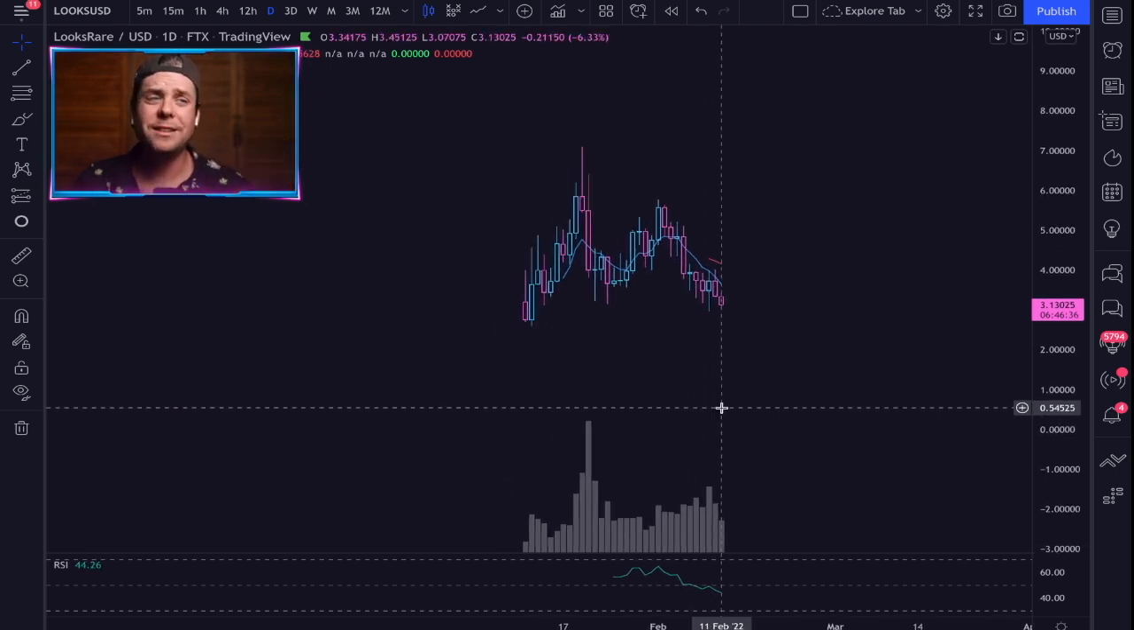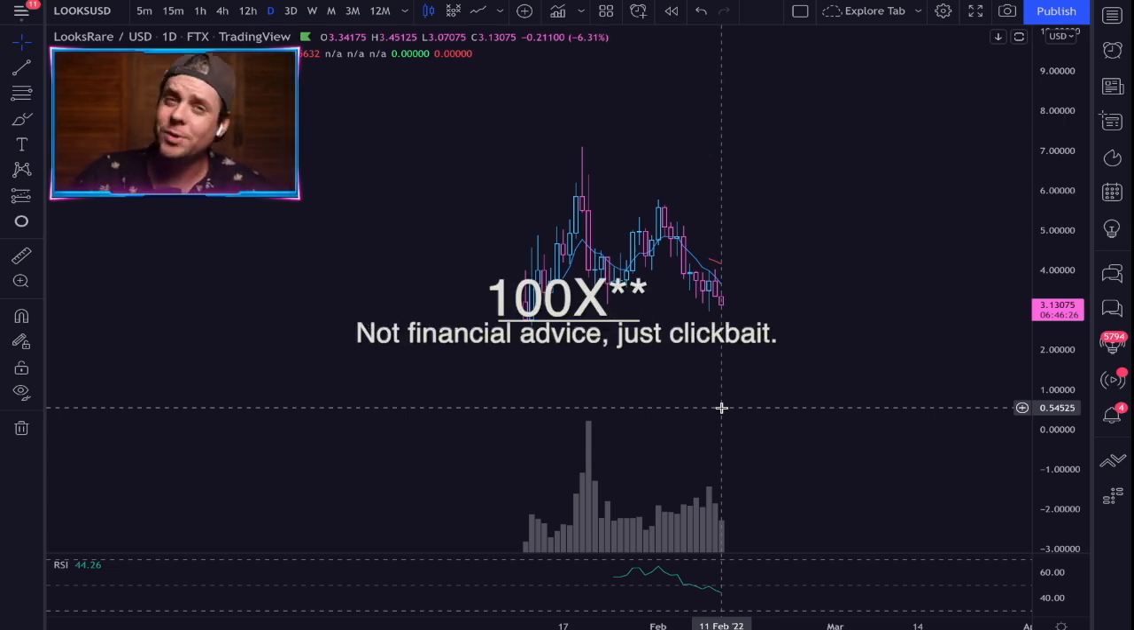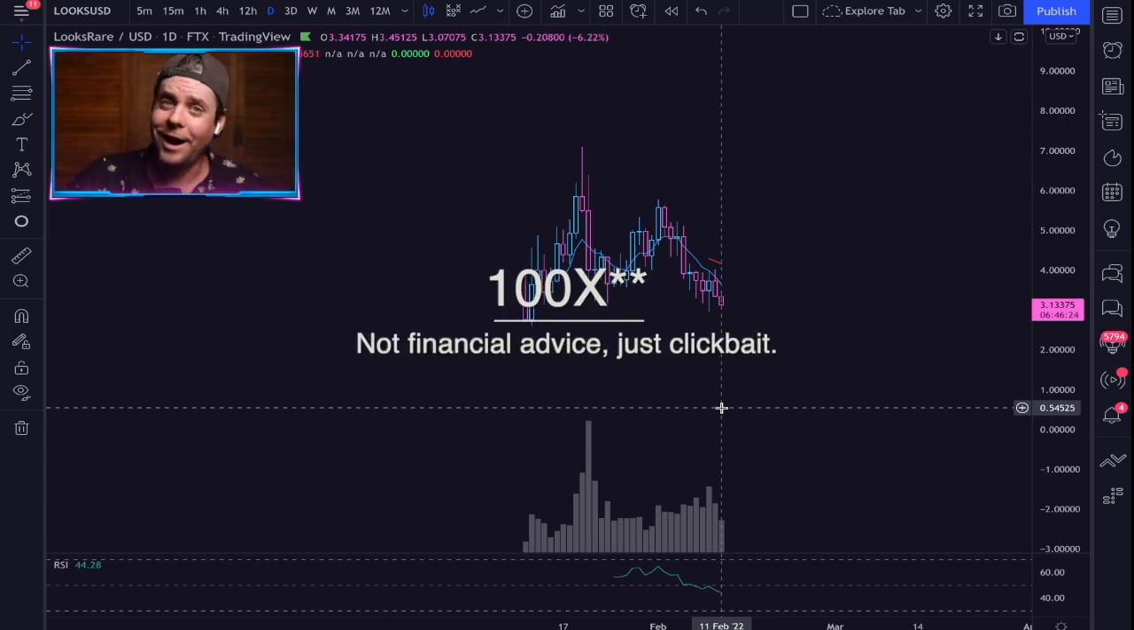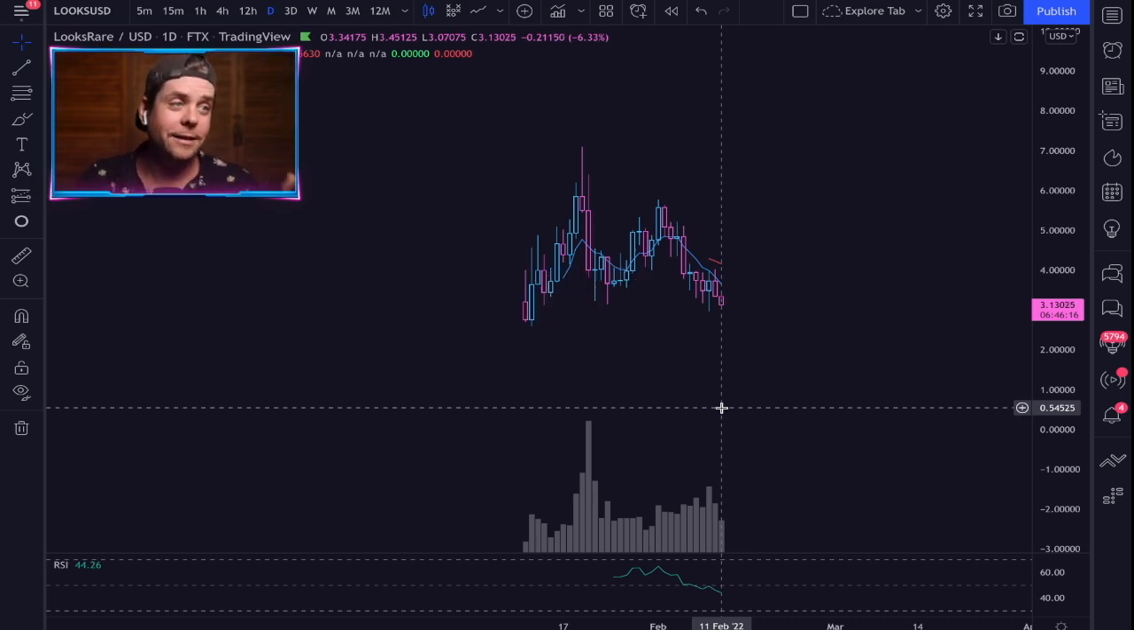So that's basically it for me with Looks Rare. I think this is an interesting project that's definitely got a lot of legs. I have made claims that this is a potential 1x. That's just clickbait, but I do think this can go very high, and I do think that this is something that's going to do quite well over time. Obviously not financial advice. I'm just some dude on the internet, so take that with a grain of salt.